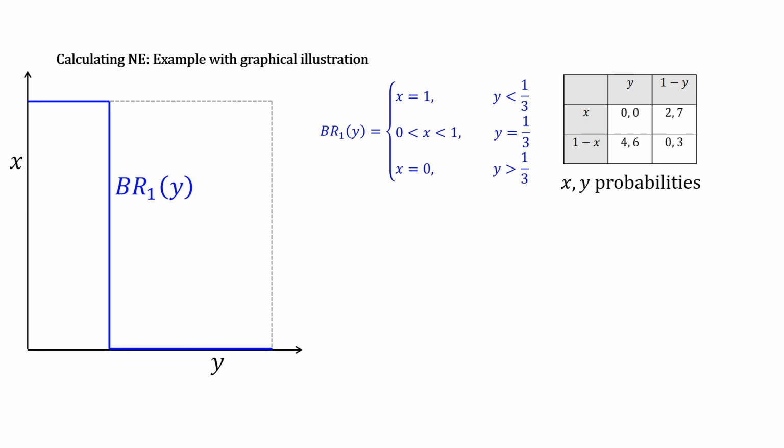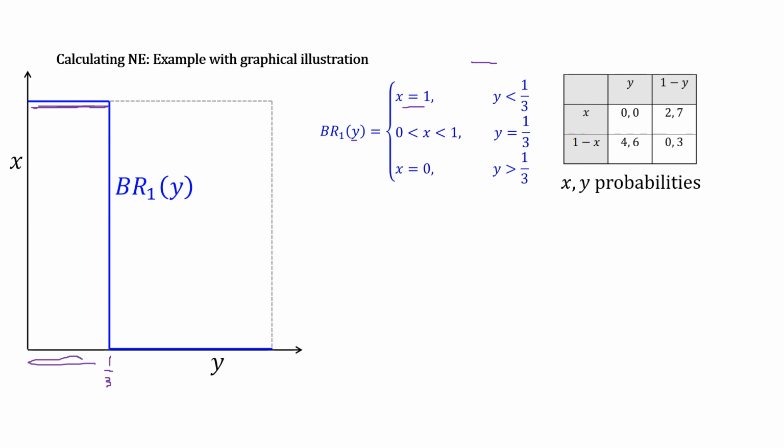This is the graphical illustration of the best response of agent 1 when agent 2 plays y, for different values of y. Now this is when y is 1/3. And when y is less than 1/3, we are here, then the best response is for agent 1 to play up with a probability of 1. So x equals 1 is the best response.